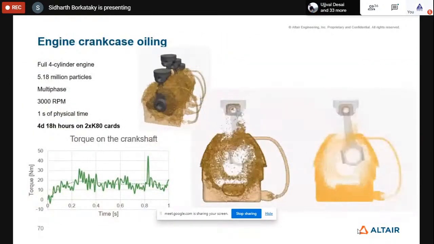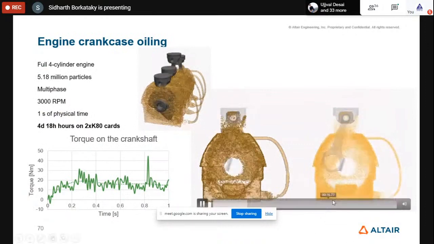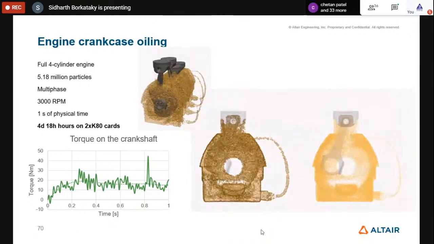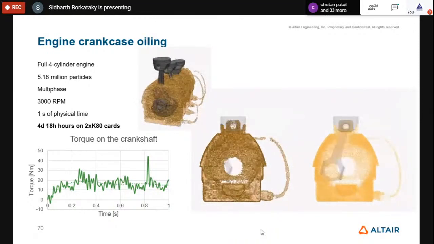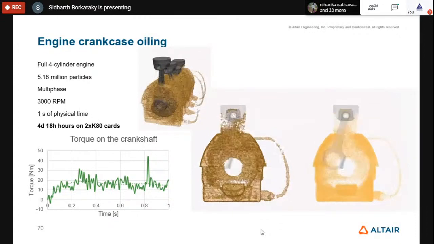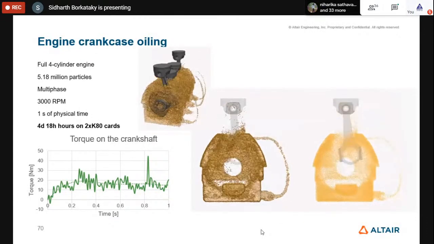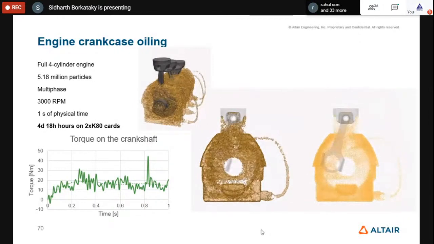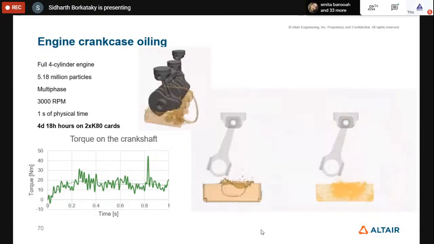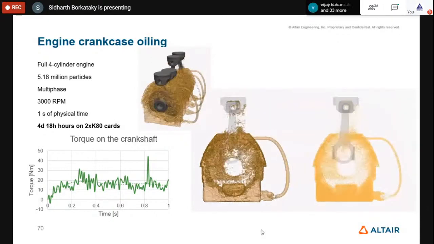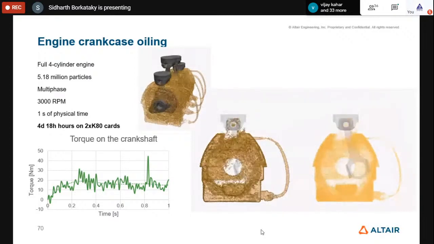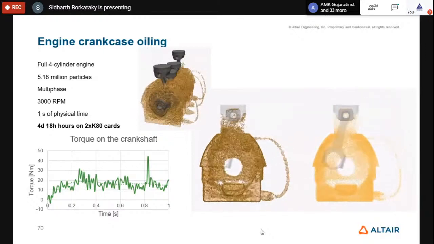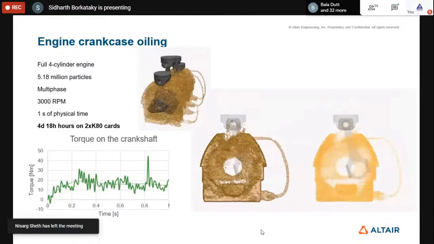This is one of the works done by the scientists at Altair, who did a case on engine crankcase oiling on a full four-cylinder engine with this kind of specifications. To do such a simulation in any normal CFD tool, it would take a month or 15 days. But it took 4 days, 18 hours with this particular tool to solve such complexity of the physics, where you see the effective lubrication during engine operation, because the whole engine is converted to small particles. On those particles, your governing equations are solved.